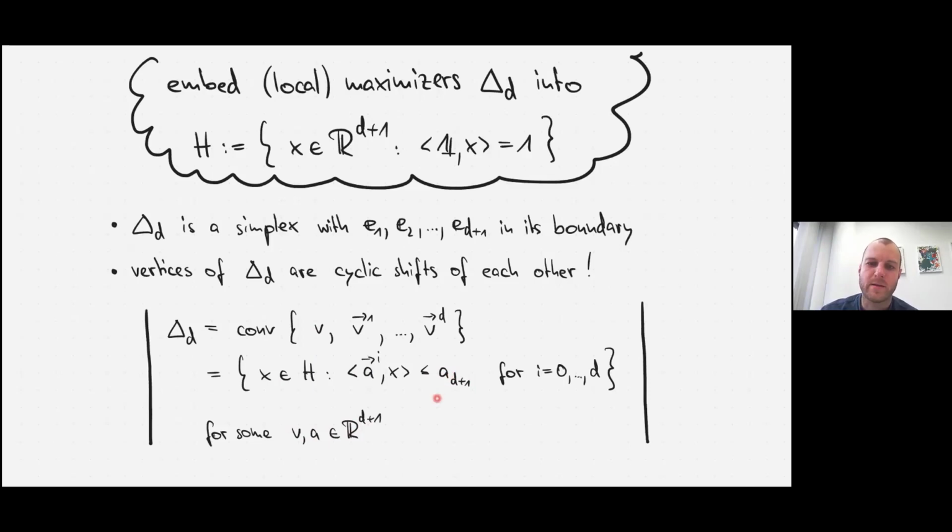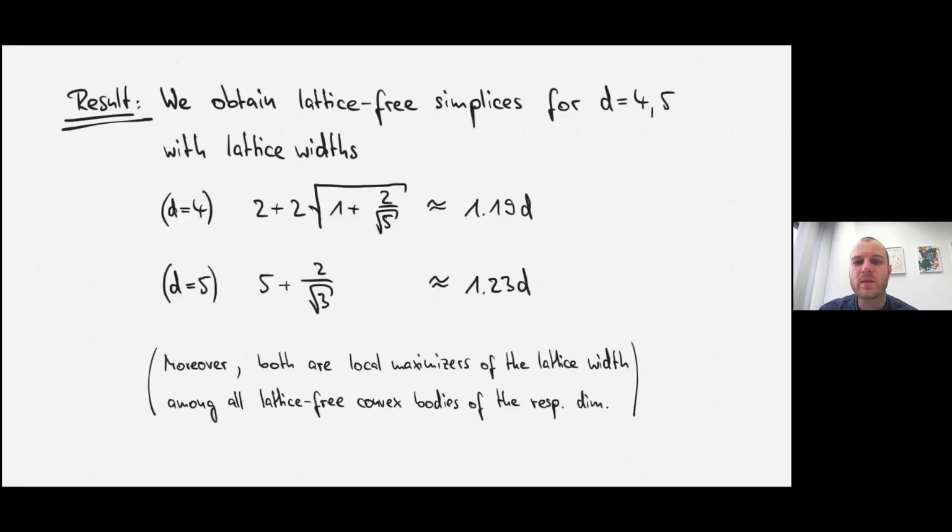Okay. Let's do a search in this family. It seems to be at least a good idea in dimension 2 and 3. And that's in fact what we did. We did lots of computations. Don't ask me about details, it's a bit hacky, but we can do a lot of computations in high dimensions. For instance, we can go to dimension 4 and 5, and we can compute lattice-free simplices whose lattice widths are these expressions, which are a bit ugly, unfortunately. But we can already improve on the best bounds that were previously known.